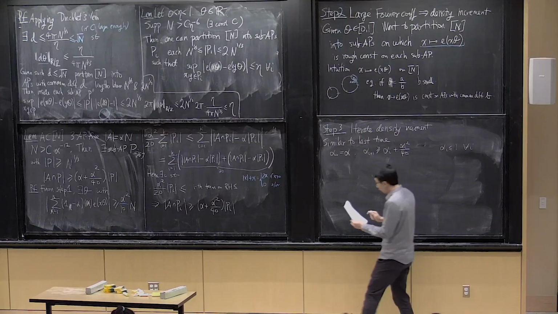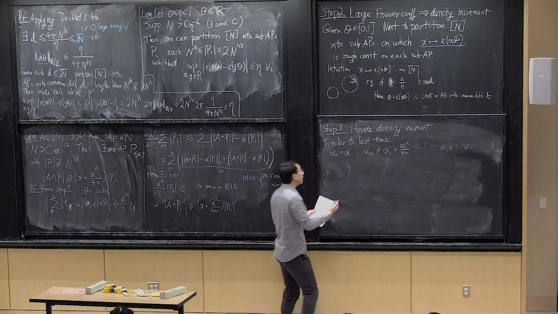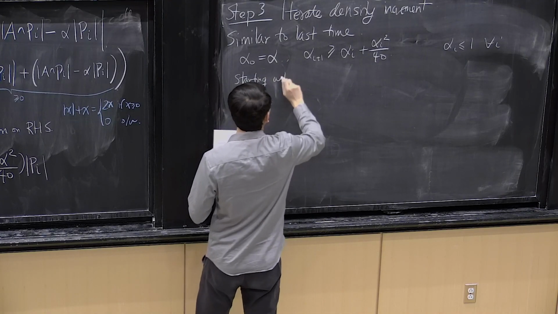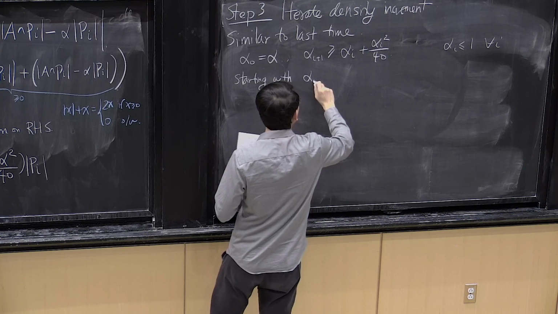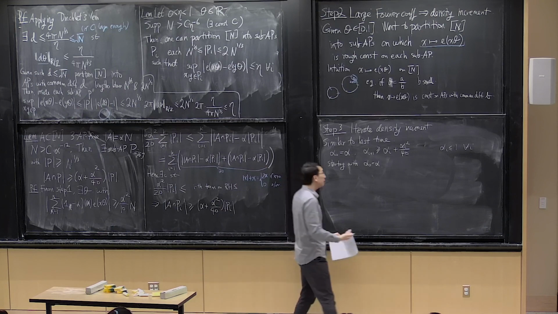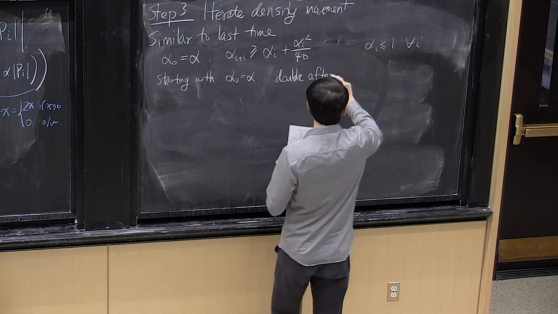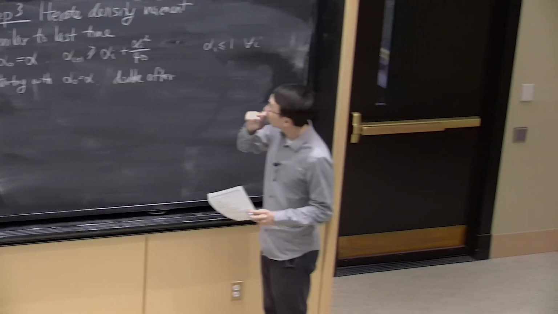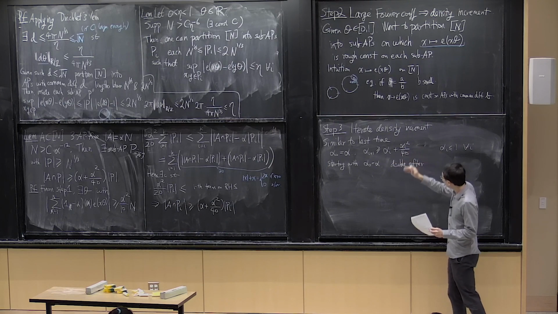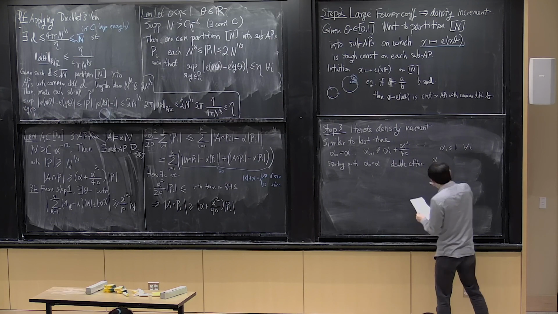Okay? So how many steps can you take? So this was the same argument that we saw last time. You see that starting with alpha naught being alpha, it doubles after a certain number of steps. So we double after. Okay, so how many steps do you need? Well, I want to get from alpha to 2 alpha, so I need at most alpha over 40 steps.